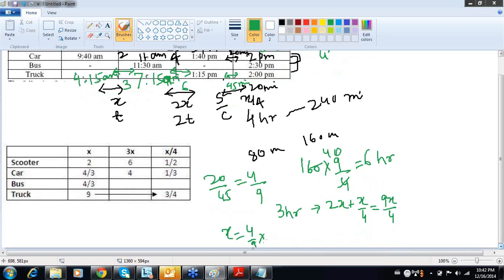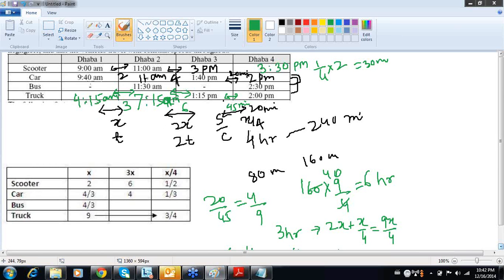4 by 9 into 3. That means 4 by 3 hours, that means 1 hour 20 minutes. So decrease 1 hour 20 minutes from here. So it will be 10 a.m. Okay. It took 1 hour 20 minutes here.